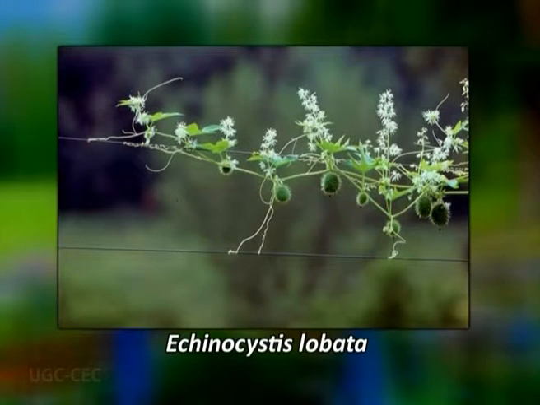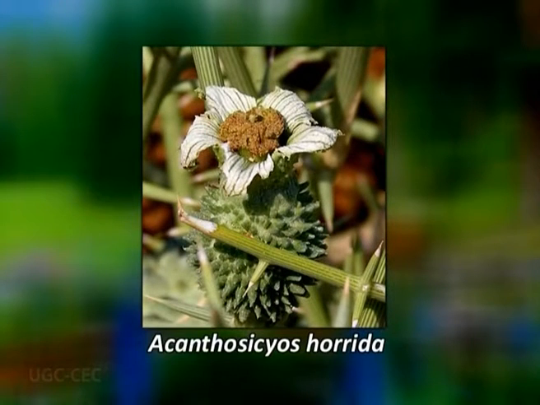Now the lobed roots. In some Cucurbitaceae, the storage roots become lobed and assume huge form. In Echinocystis lobata, the lobed root is as big as a man's body and weighs up to 50 pounds. In Acanthosicyos horridus, the root grows 40 feet below the soil and becomes thick and irregularly swollen due to storage of water and food.